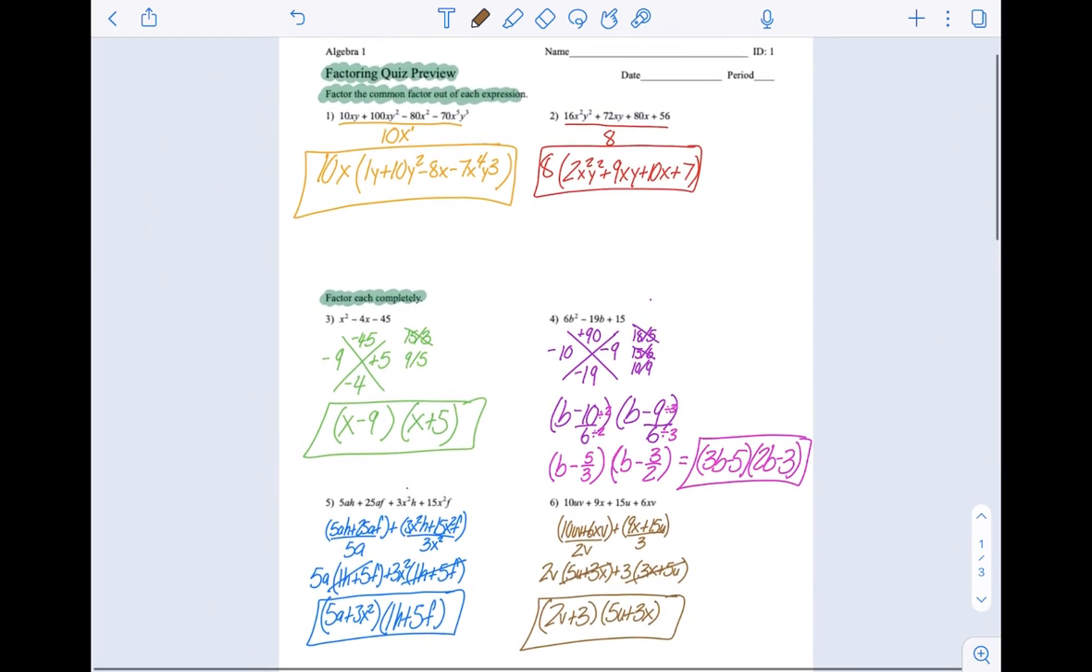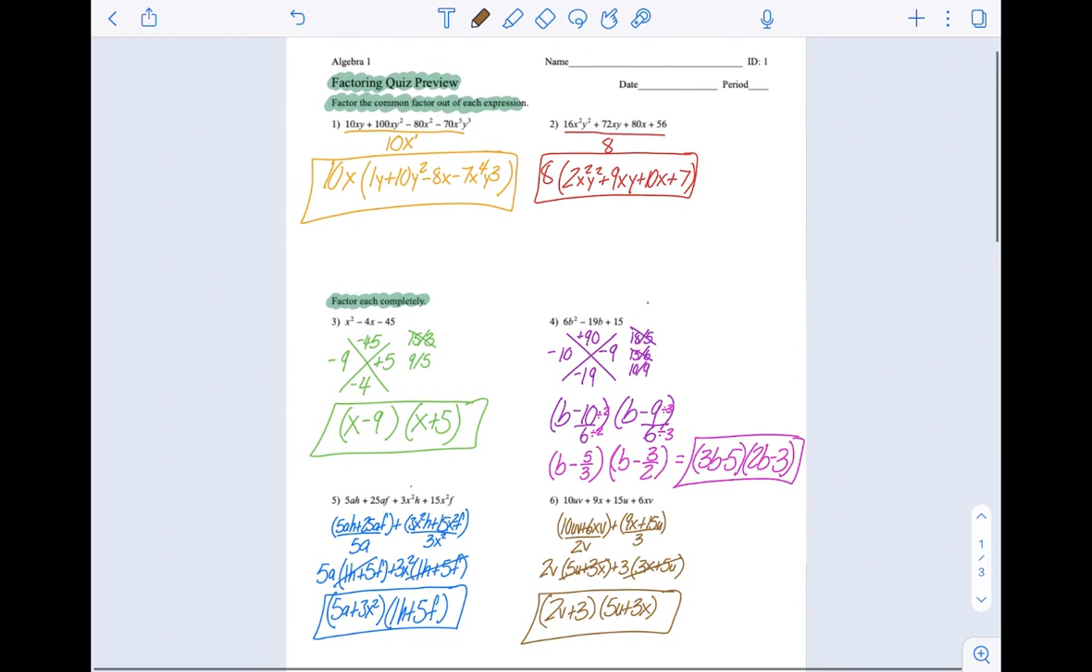Make sure you copy all of this down, because this is your assignment as well. So you have all this copied down. You're going to take a picture and you're going to submit it.